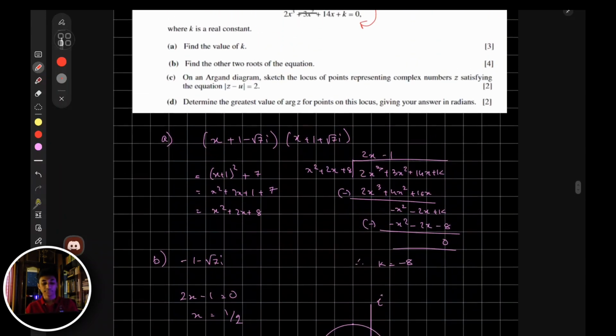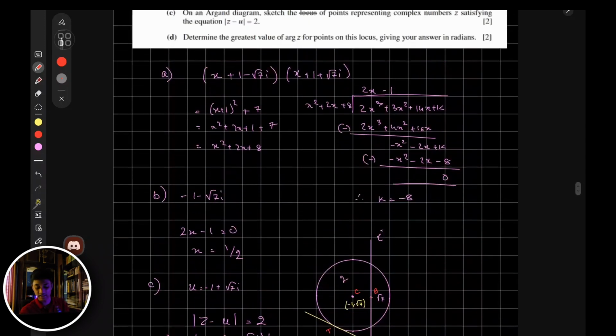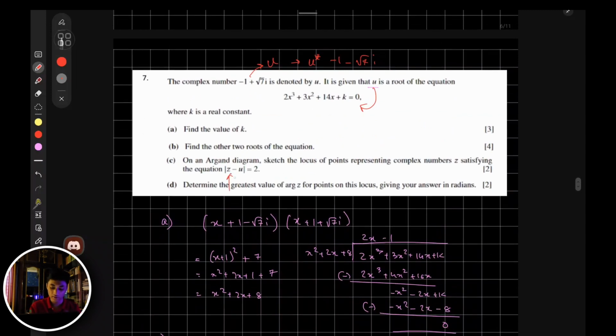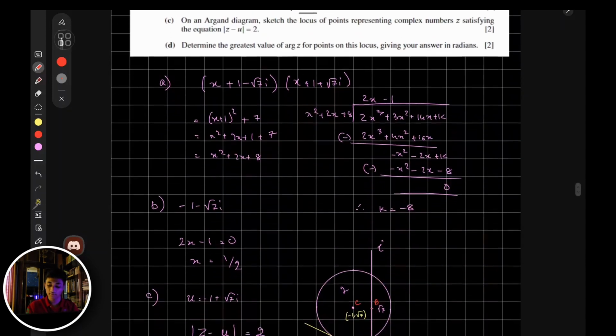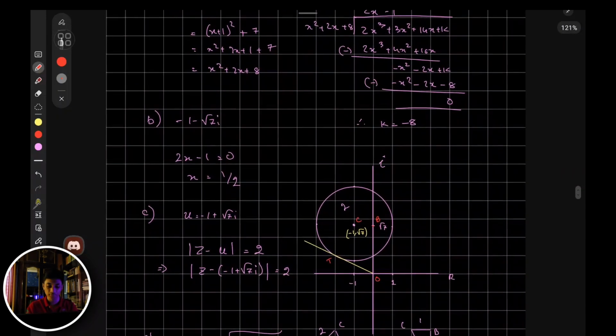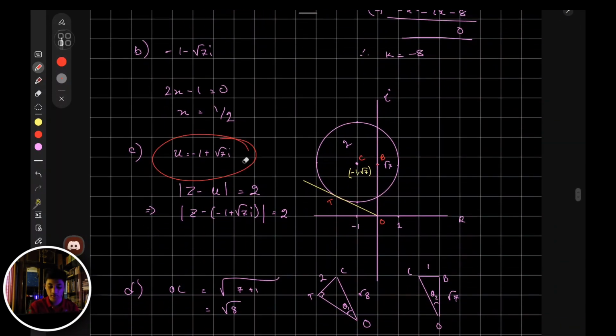Great. Next up, we have: on an Argand diagram, sketch the locus of points representing complex numbers z satisfying the equation modulus of z minus u is equal to 2. Z is unknown. You don't know what z is, but you do know what u is. What is u? U is this. So what is the defined or the known complex number u? The first job is to plot u. So u is going to be minus 1 plus root 7i.